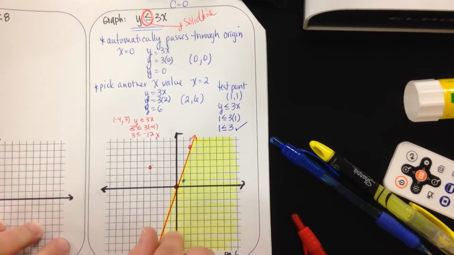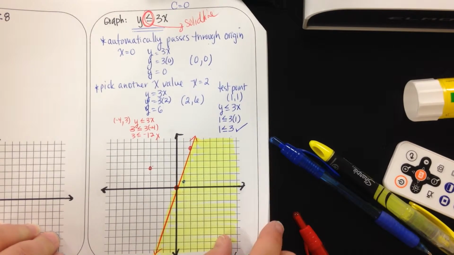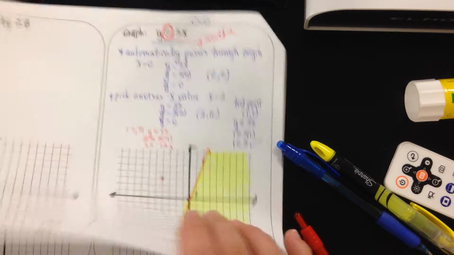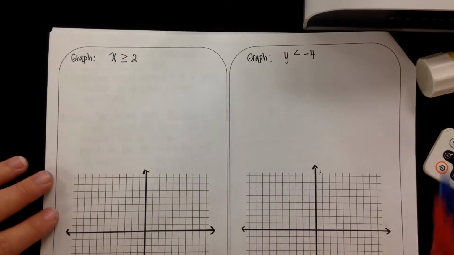Does anybody need me to zoom out and get this? We have 2 more examples to do, so I'd like you to wait. Okay, last 2 examples. These are examples with vertical and horizontal lines.